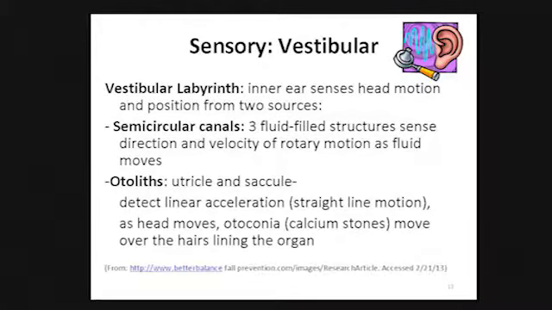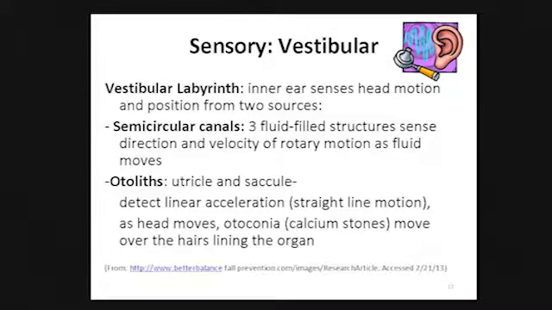Your inner ear senses motion of your head, and it comes from two sources. Your semicircular canals, which are the three fluid-filled structures, okay, that sense what direction are you moving, and also the velocity of motion, particularly rotary motion. Fluid moves throughout these canals, and the direction of your motion moves the fluid. The speed of your motion also is interpreted by these semicircular canals. Inside, you have otoliths. Yes, you do have rocks in your head. They're called otoliths, utricle and saccule.